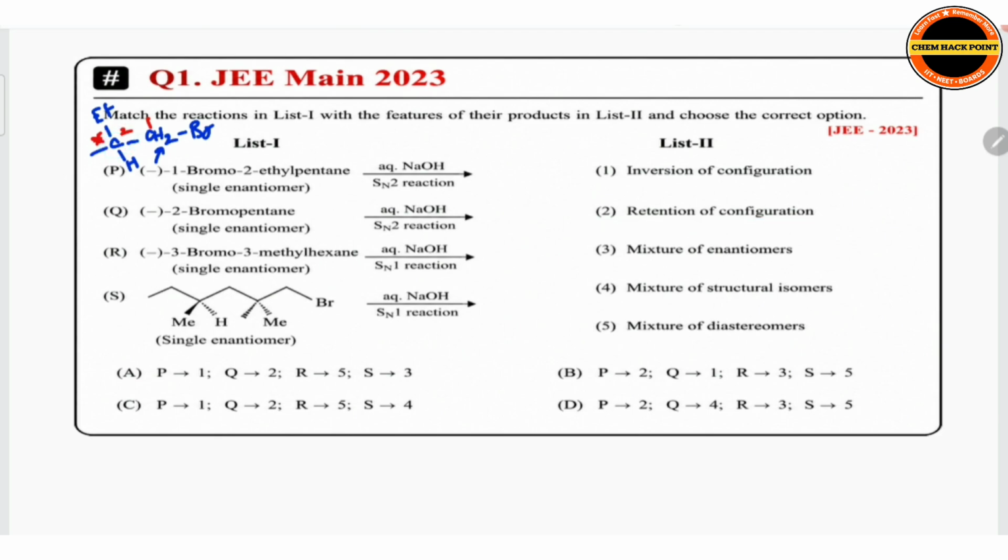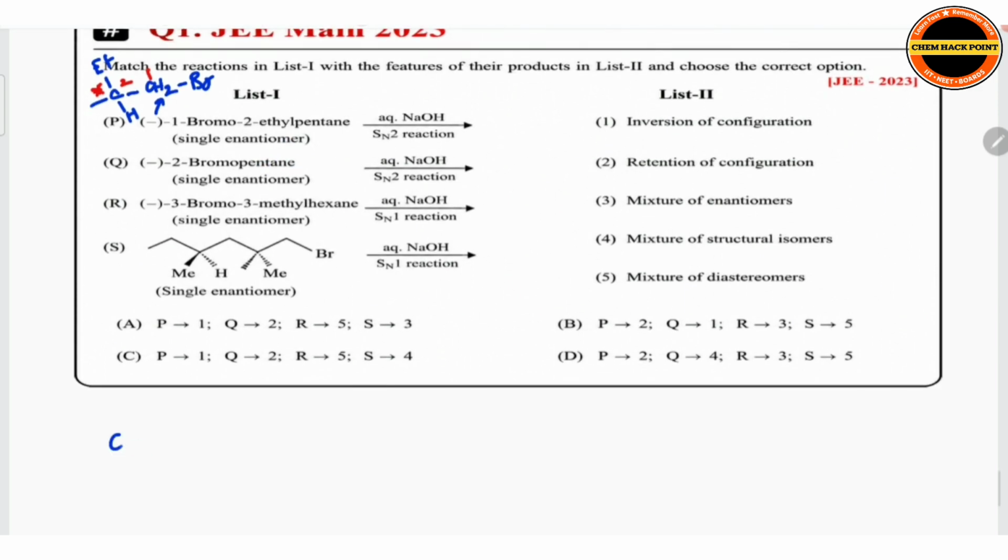For P it should be 2. How many such options? Only 2 options. The answer should be among these 2 only. Next, minus means levorotatory. It is minus, meaning 2-bromopentane. So 2-bromopentane here, if you see, it is like this. I am showing here, for Q.